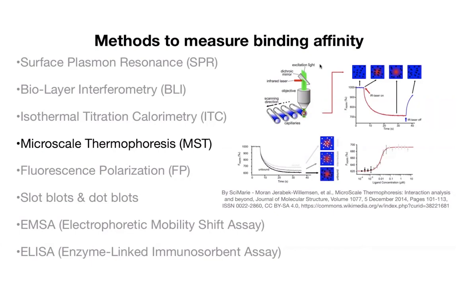Their movement is going to be influenced by how big and bulky they are. It's easier for small things to move more quickly, so they will, but the bigger things are going to move more slowly. By measuring how fast things are moving, you can measure how big they are, kind of. So if they're bound to something, they're going to move more slowly than if they weren't bound to something. And this is the basis of MST.